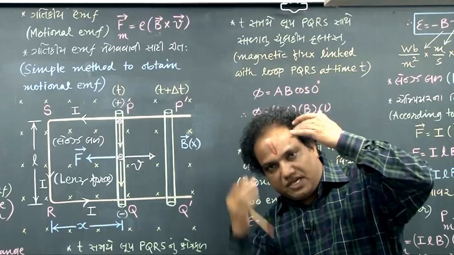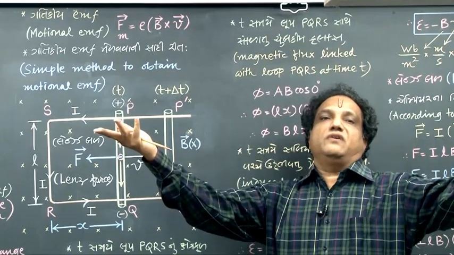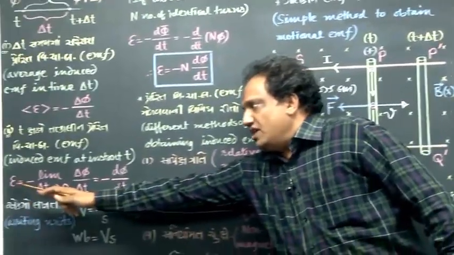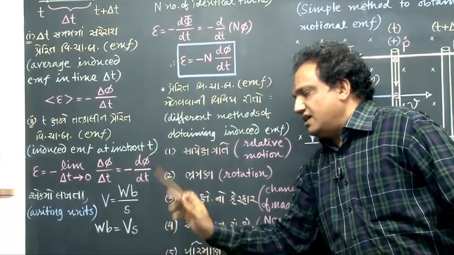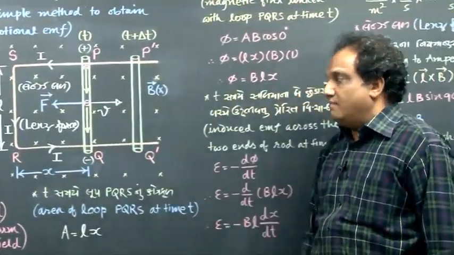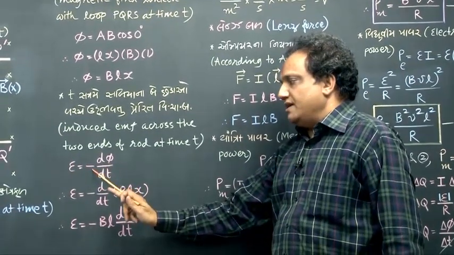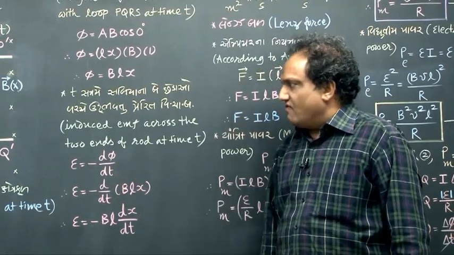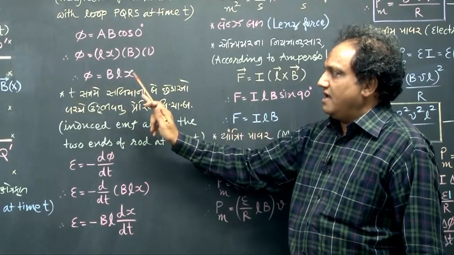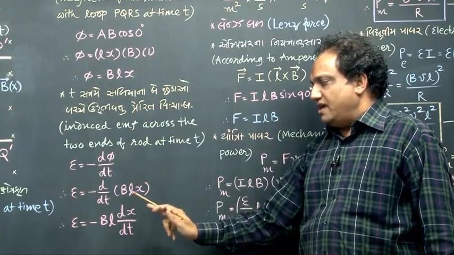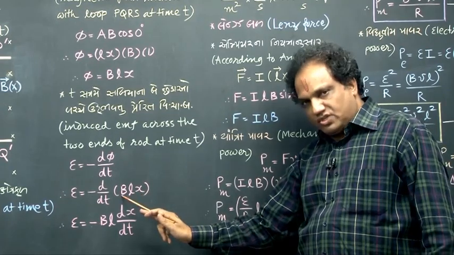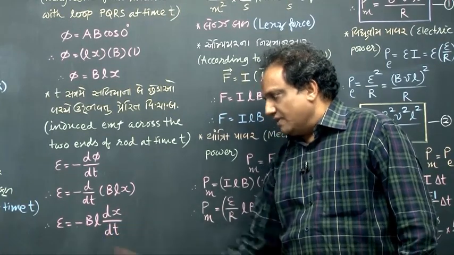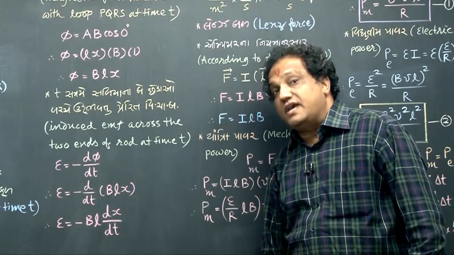And the same potential difference itself is known as induced EMF. Let it be capital E. According to Faraday's law, E equals minus d phi by dt. Minus d by dt as it is. What about the formula for phi? Phi is BLx. B is constant, L is constant, so I can take them out. Minus B into L and then into dx by dt.